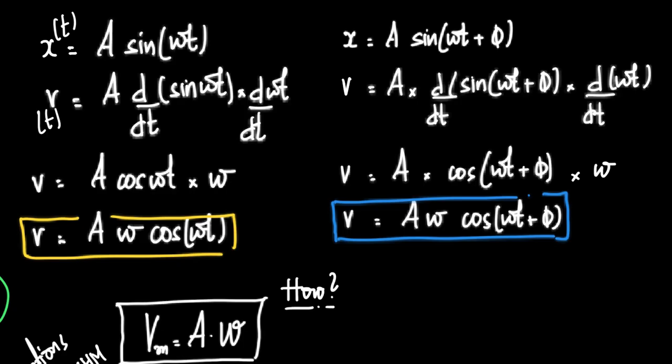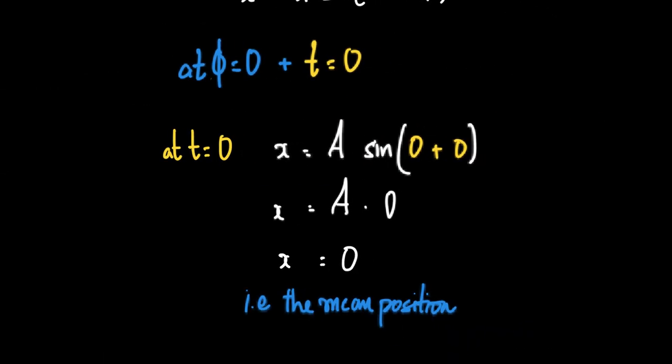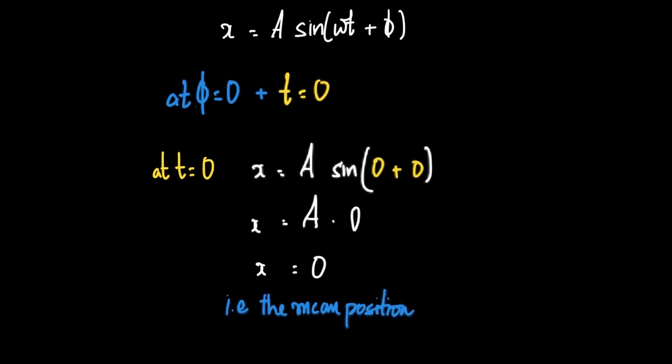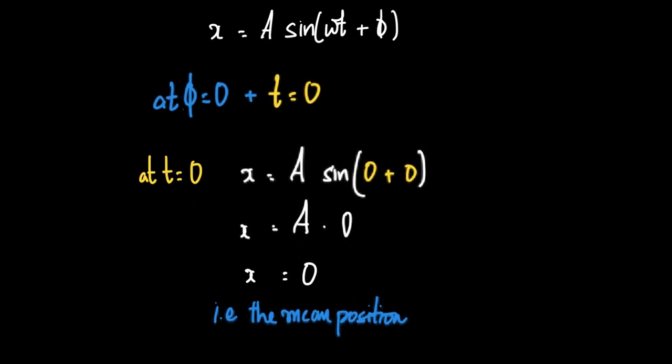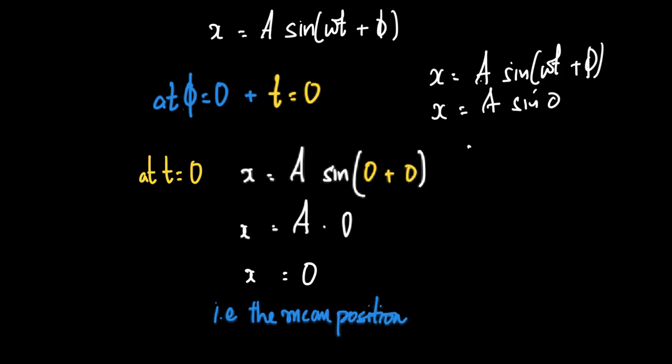Now, most of the time, I see some of us making this mistake here. They assume like this: phi is equal to 0 and t is equal to 0. Therefore, at t is equal to 0, x is a sine. What is x? x is equal to a sine omega t plus phi. And therefore, you get x is equal to a into sine 0 plus 0, which is x equal to 0.